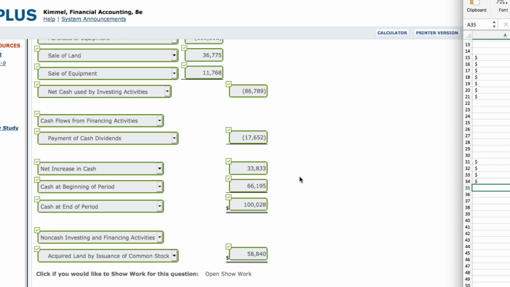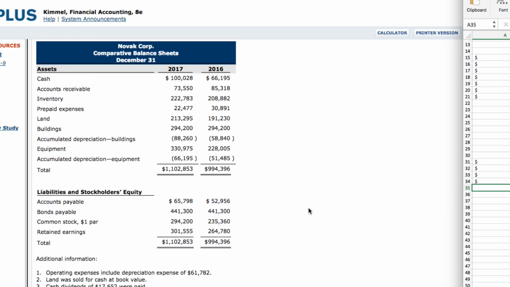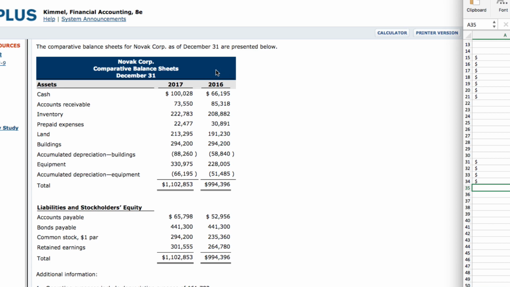Now we have cash at beginning of period, 66,195. That came from here, because it was December 31st, 2016, and this is the end of 2017. So this would make it 66,195.